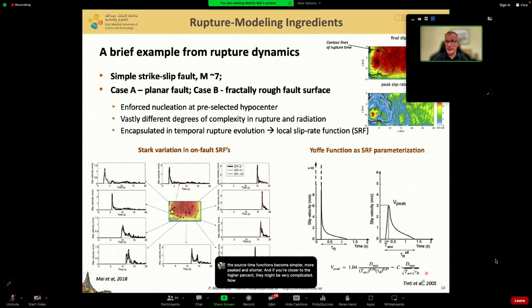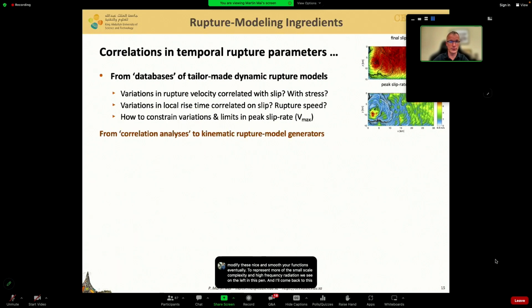Now, Tinti et al. some 20 years ago proposed that the Yoffe function is a very powerful, useful representation of that slip rate on the fault. And the regularized Yoffe function parametrization is now widely used in finite fault simulations. The question is if we can modify these nice and smooth Yoffe functions eventually to represent more of the small-scale complexity and high-frequency radiation we see on the left in this panel. And I'll come back to this in a moment.